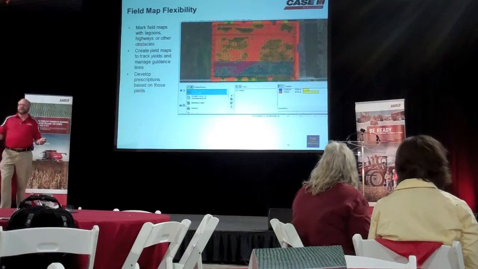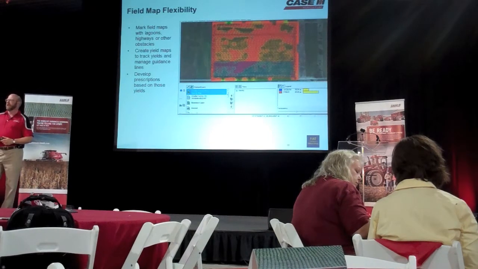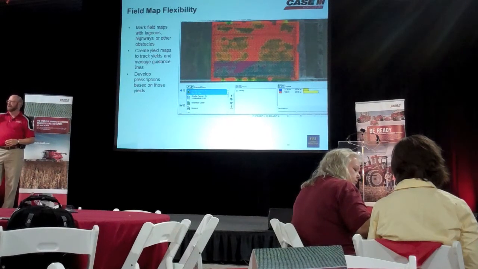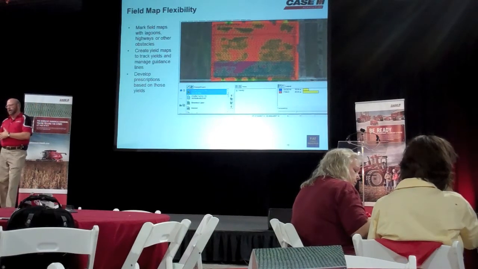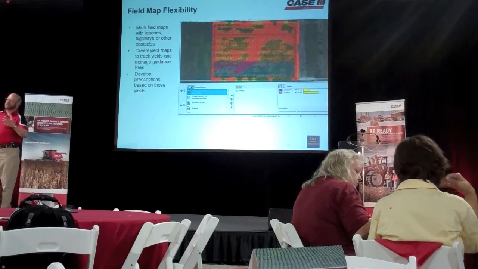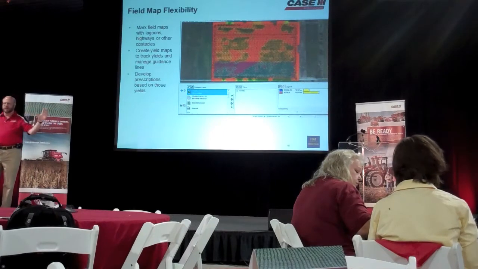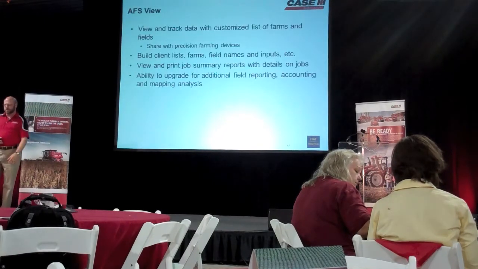Of course, there's the standard stuff with field maps. When we think precision farming, everybody thinks maps, right? Well, it's really a geo-reference database. You've got a piece of data, and it happens to know where it came from on the face of the earth. And it can be yield maps, it can be tile lines, it can be swamps, whatever. You can develop prescriptions, you can play with the different data between the layers. But we start with this baseline of field maps.